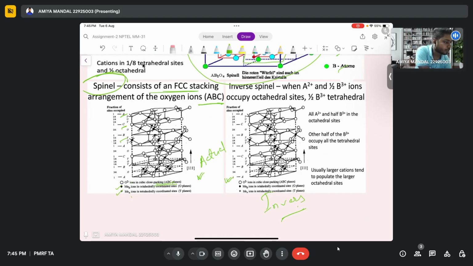And how it is different when A ion and half of B3 ion occupy the octahedral sites. At the octahedral site, you can see this is the octahedral site. Half of A ion and half of B3 ion occupy the octahedral site. And this is the tetrahedral site. Half of B3 ion occupies the tetrahedral site. This is the difference between inverse spinel structure and the spinel structure.